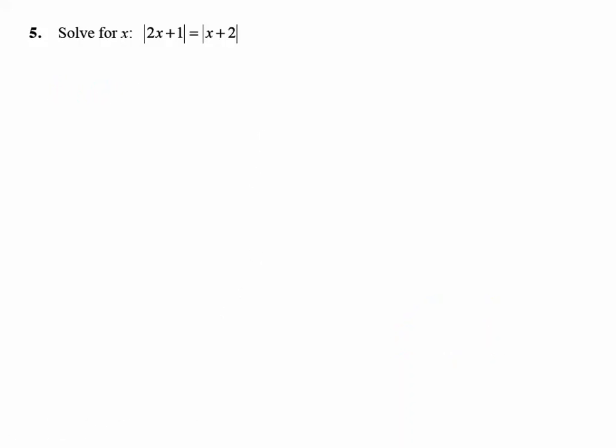Before we start the problem here, notice what we got here. This could either be positive or negative, and this could either be positive or negative. So we actually have 4 different cases, don't we? We have this being positive, this being positive. We have this being positive, this being negative. Then we have this negative, this positive. Then we have this negative, this negative.